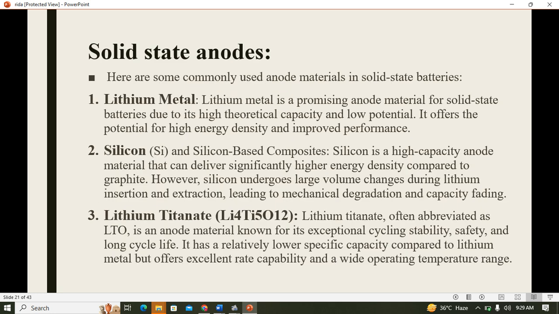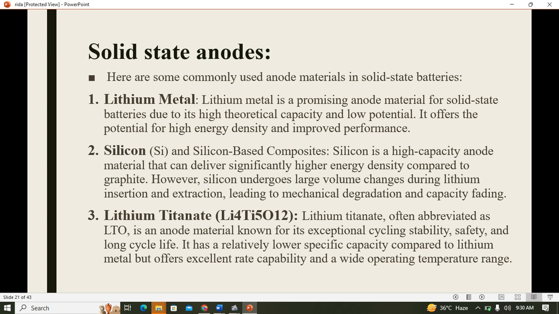Here are some solid state anodes. The first one is lithium metal, which is the most commonly used anode. The second one is silicon, and the third one is lithium titanate. First one is lithium metal. It is the most favorite anode. Lithium metal is a promising anode material for solid state batteries due to its high theoretical capacity and low potential. It offers the potential for higher energy density and improved performance as well.